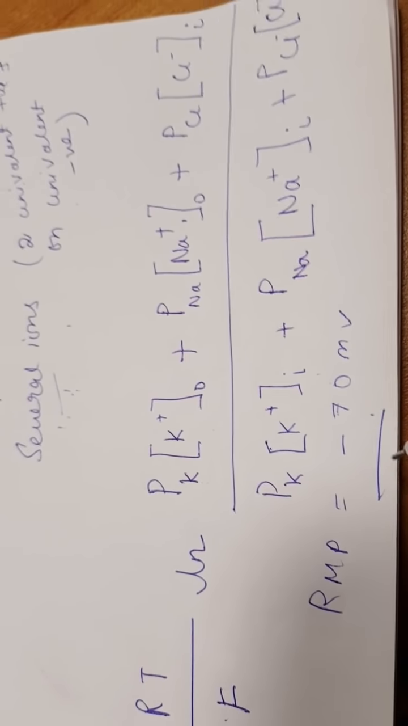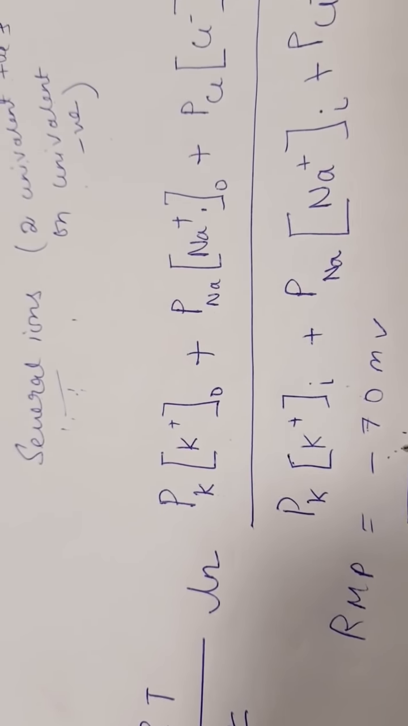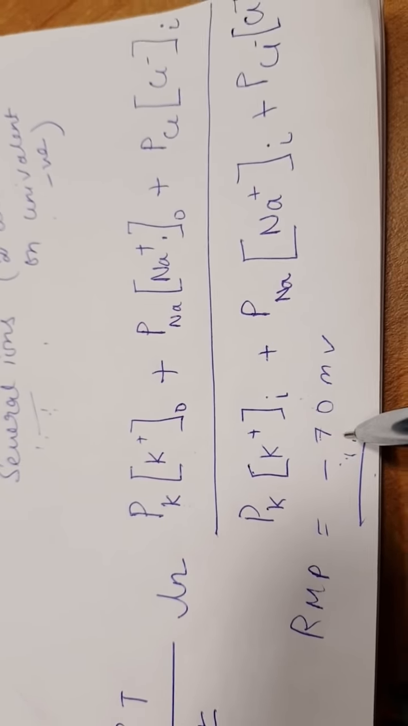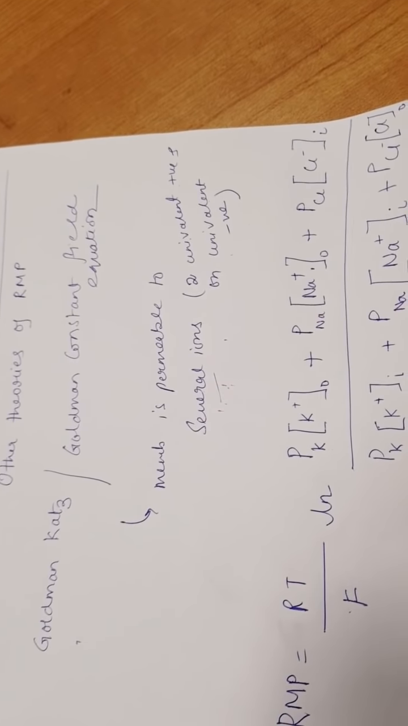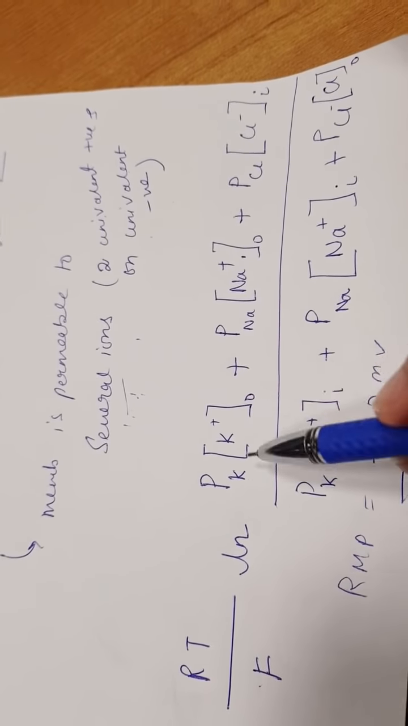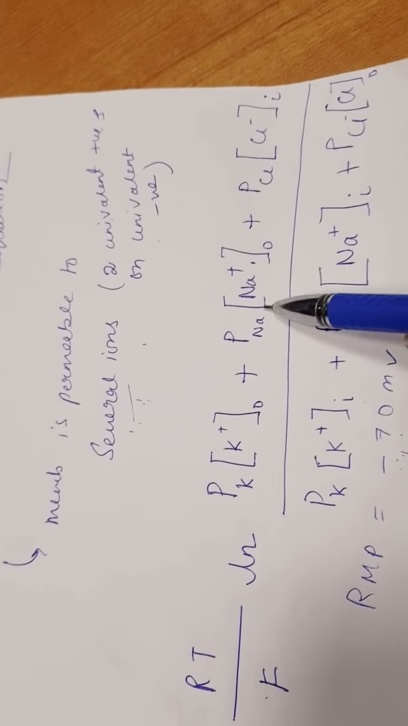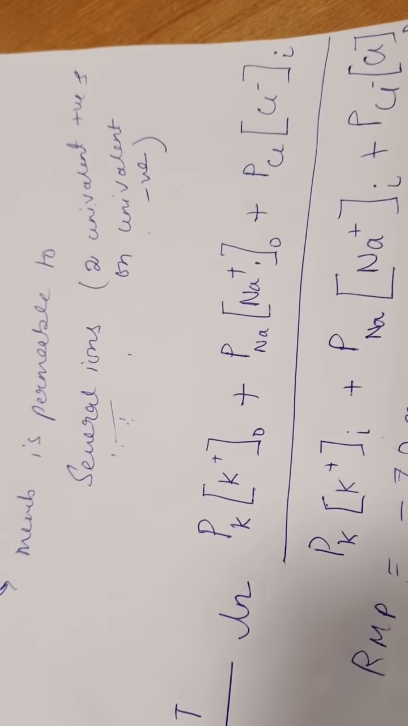So we see how RMP calculation by the Nernst equation, which assumes the permeability of only one ion, is not totally accurate, but the RMP calculated by this Goldman-Katz constant field equation, which takes into account the permeability of three ions like potassium, sodium and chloride, comes out to be minus 70 millivolt.